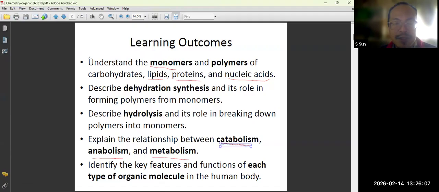And then we know the feature of each type of organic molecule. The feature of carbohydrates, the feature of lipid, the feature of protein, and then the feature of nucleic acids. So that's that. All right.